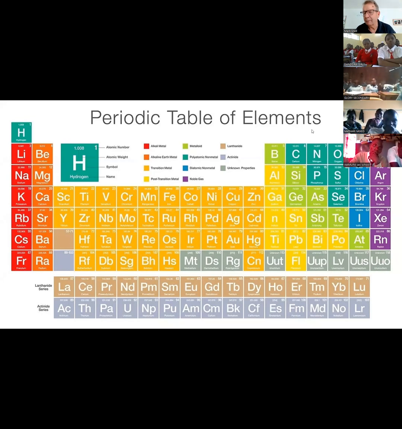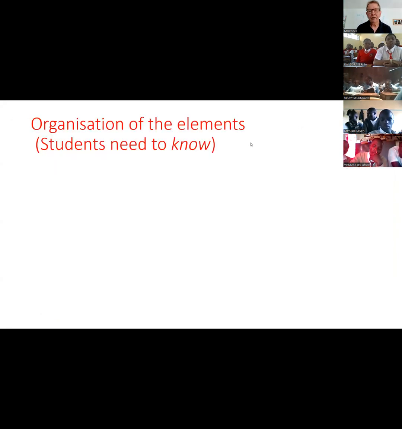Now, there were many elements he didn't know anything about. They didn't know anything about, for instance, what we call germanium. He knew about carbon and silicon, but he said there's a gap. Germanium, there's an element there that hasn't been discovered. That was important. To us, not so important. So what do you need to know? This is what students need to actually know.